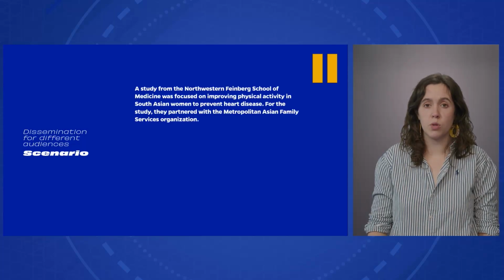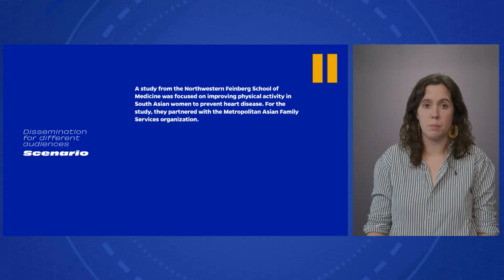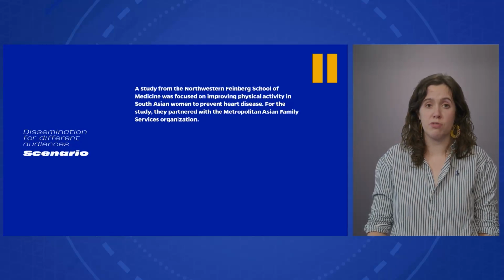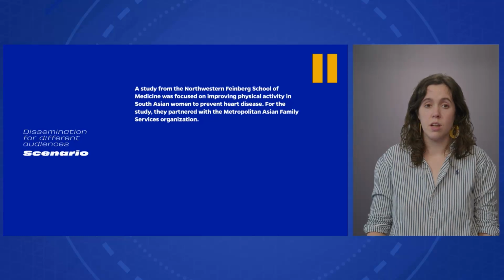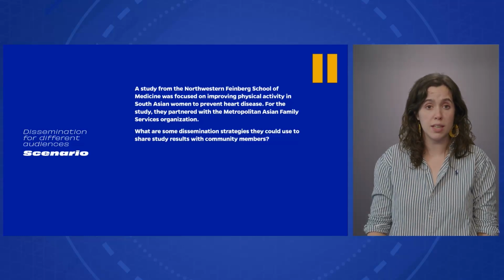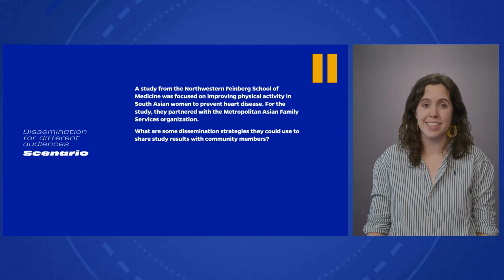A study from the Northwestern Feinberg School of Medicine was focused on improving physical activity in South Asian women to prevent heart disease. For the study, they partnered with the Metropolitan Asian Family Services Organization. What are some dissemination strategies they could use to share study results with the community members? Pause and consider your answer.